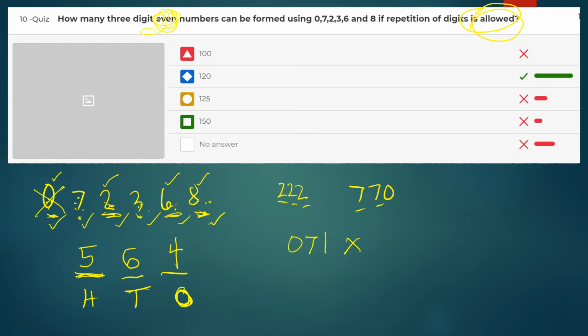So, to identify the number of 3-digit even numbers, all you have to do is just get the product. 5 times 6 times 4 will give us 120. And this is the answer. Okay?